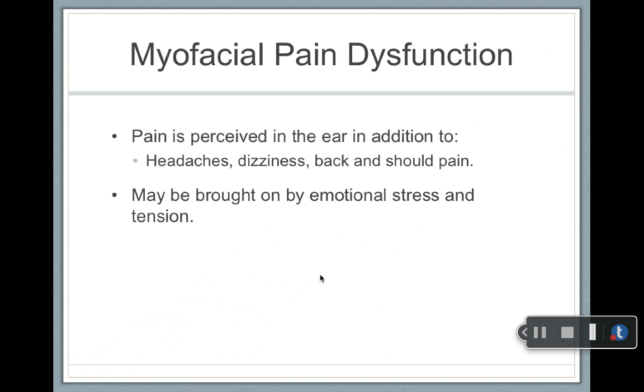So that's TMJ syndrome. You might have myofascial pain dysfunction, which is, again, pain perceived in the ear, in addition to headaches, dizziness, back or shoulder pain. And again, that could be brought on by emotional stress or tension, but it has nothing to do with hearing.